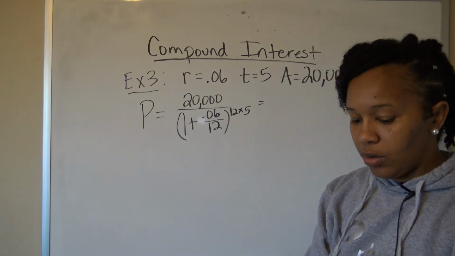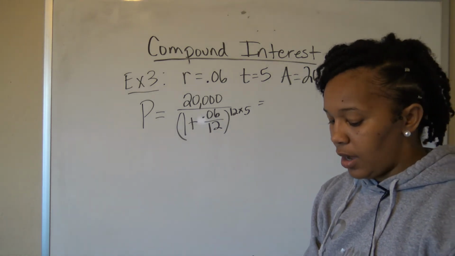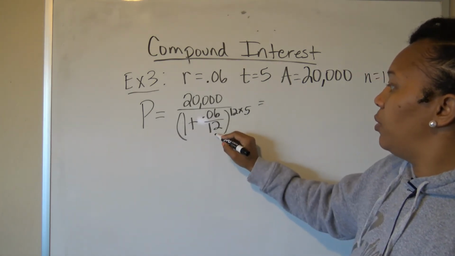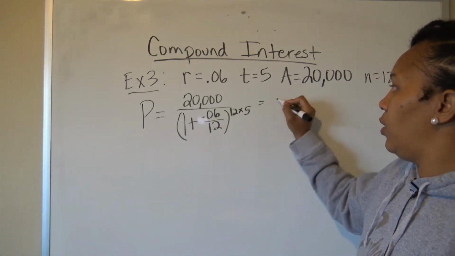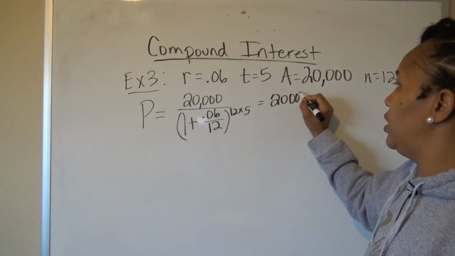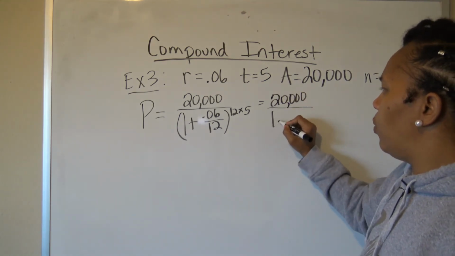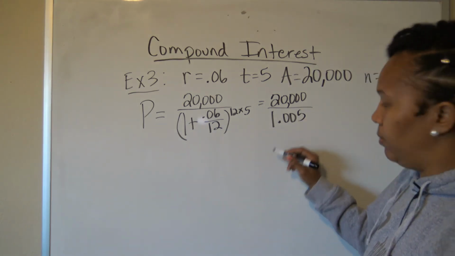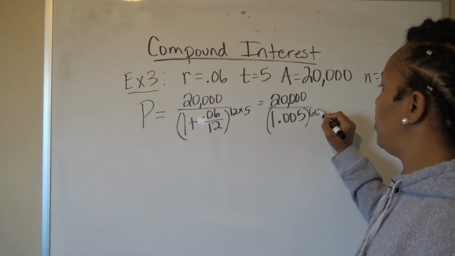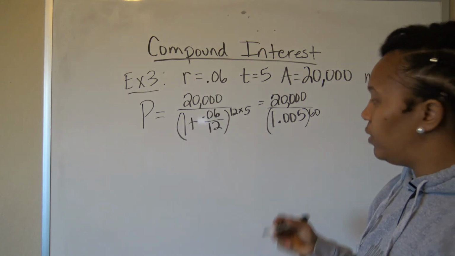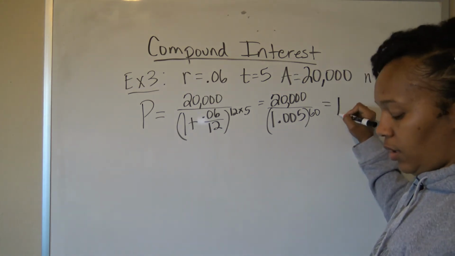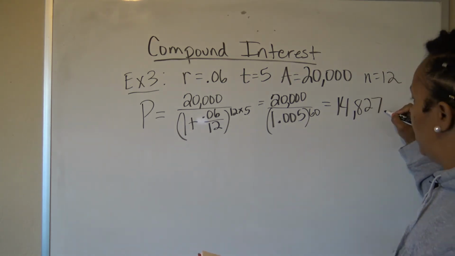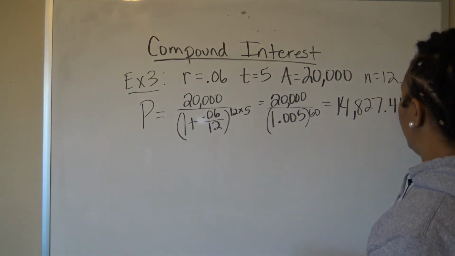Now again, when you plug this in the calculator, I would again start with the parentheses, which is the 0.06 over 12, and then add the 1. And so that ends up being 20,000 over 1.005 raised to the 60th power. And then if you divide that, you end up getting $14,827.44.